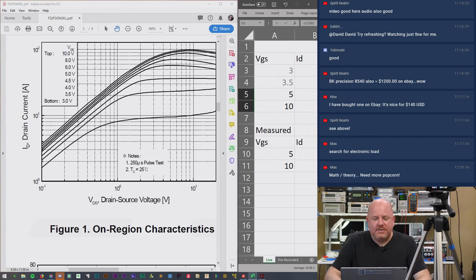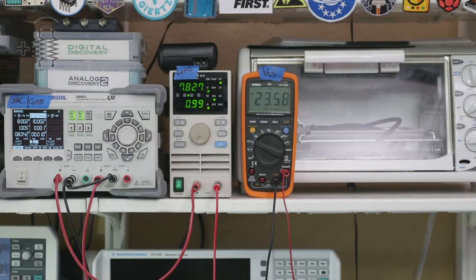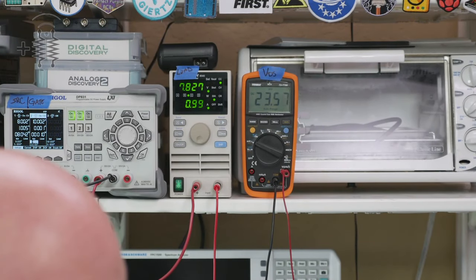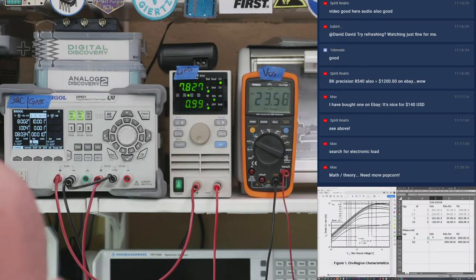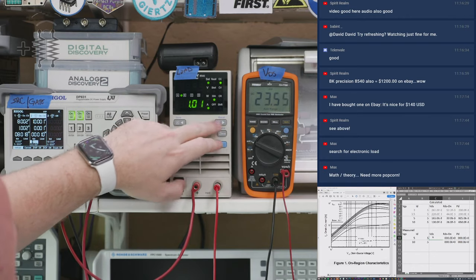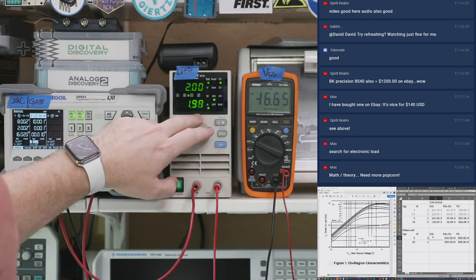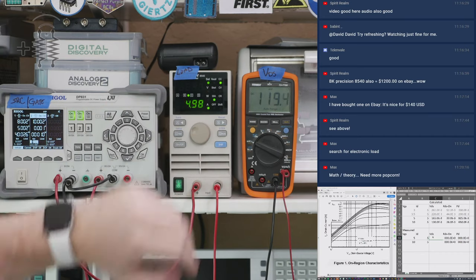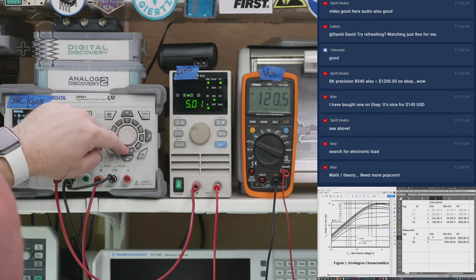Now, let's go back to the circuit, and what I'm going to do now is increase the current to 5 amps, and then let's do this actual measurement so you can see how it works. So let me come back over here. First thing we're going to do is on our load, we're going to increase to 5 amps. So I'm just going to dial in 2, 3, 4, 5. And then I'm going to change my gate voltage to 5 volts.